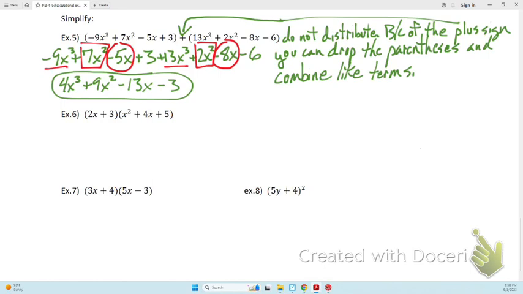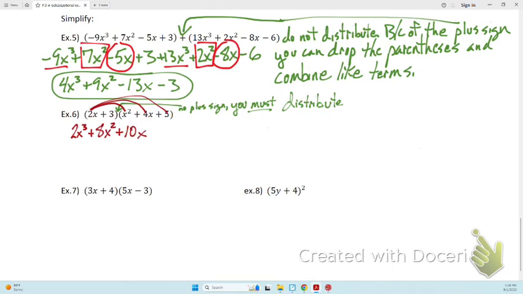On number 6, we don't have a plus sign. No plus sign. You must distribute. All right, so let's change colors, and we're going to multiply 2x times the first, 2x times the middle, 2x times the last, and we end up getting 2x cubed plus 8x squared plus 10x.